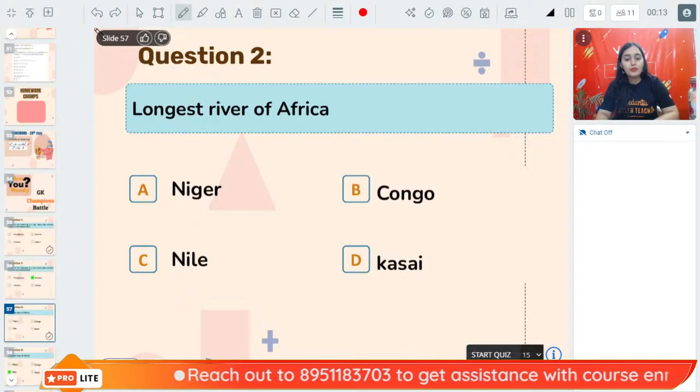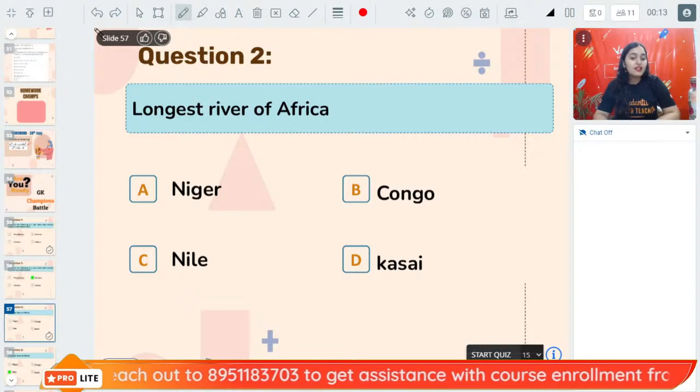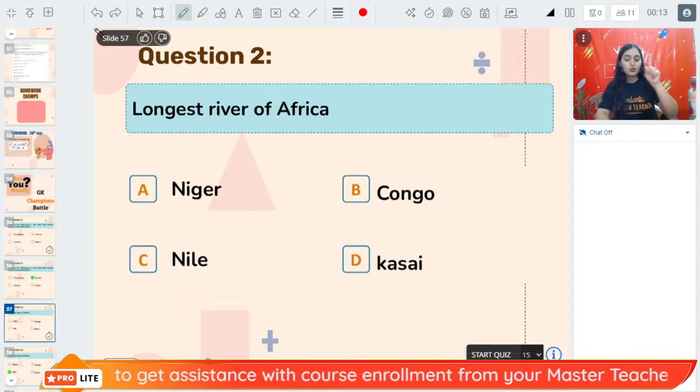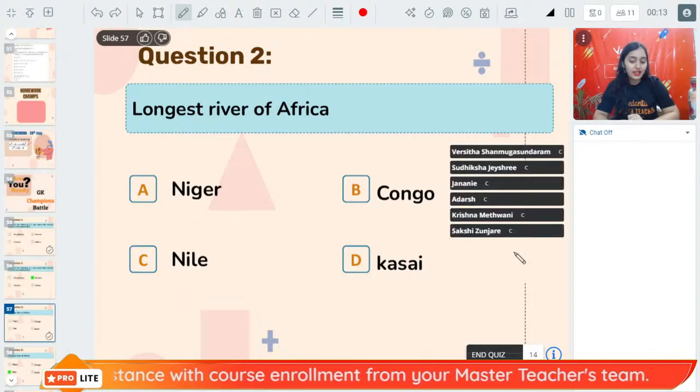So the right answer is bromine. Which one is the longest river of Africa? 3, 2, 1, go. Longest river in Africa.